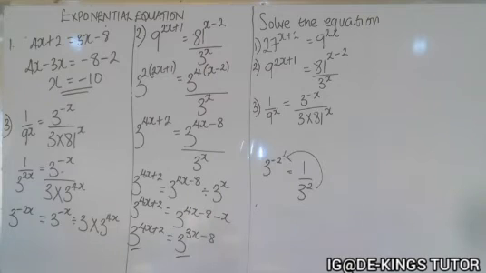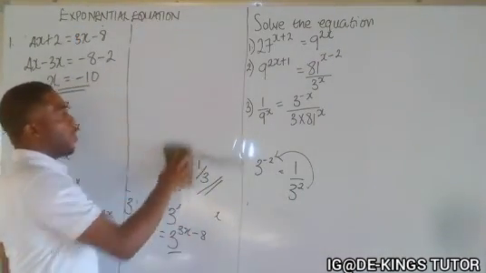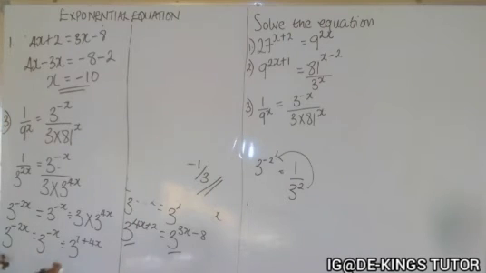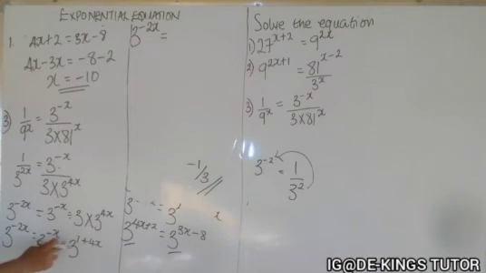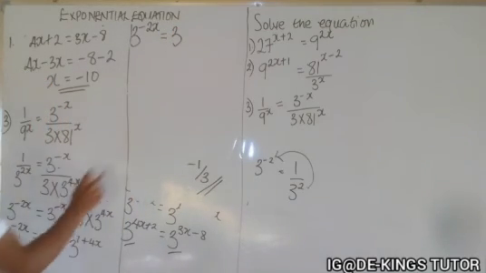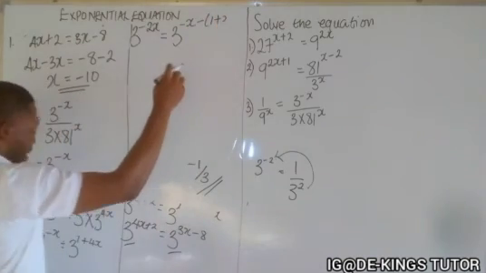So let's simplify it. Since it's multiplication, remember we add our powers. So we have 3 raised to the power 1 plus 4x. At this point, if we simplify further, we have 3 raised to the power minus 2x equal to, now since they are the same base and it is division, we just take the powers and subtract. So we have minus x minus (1 plus 4x).